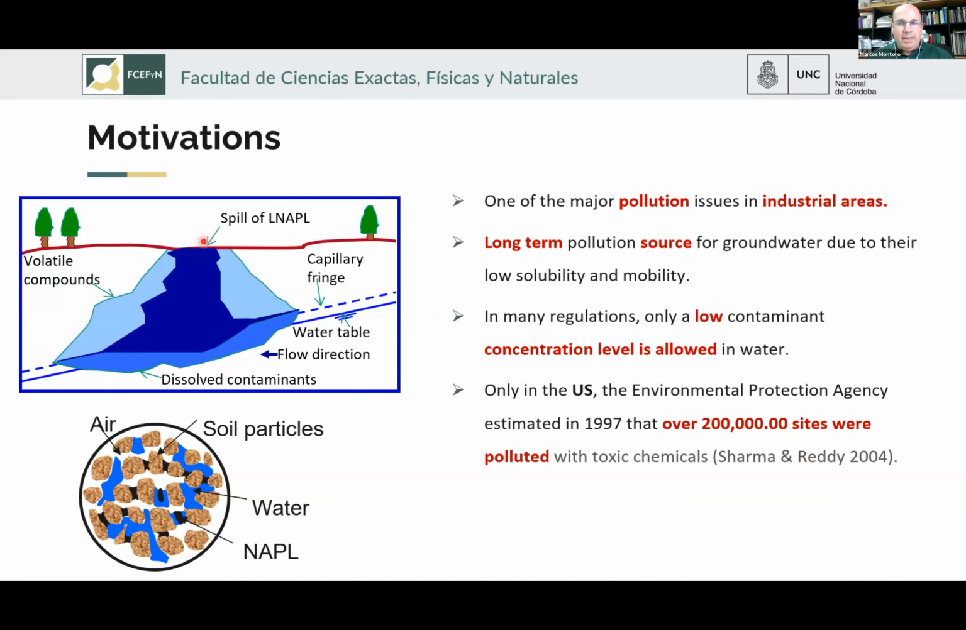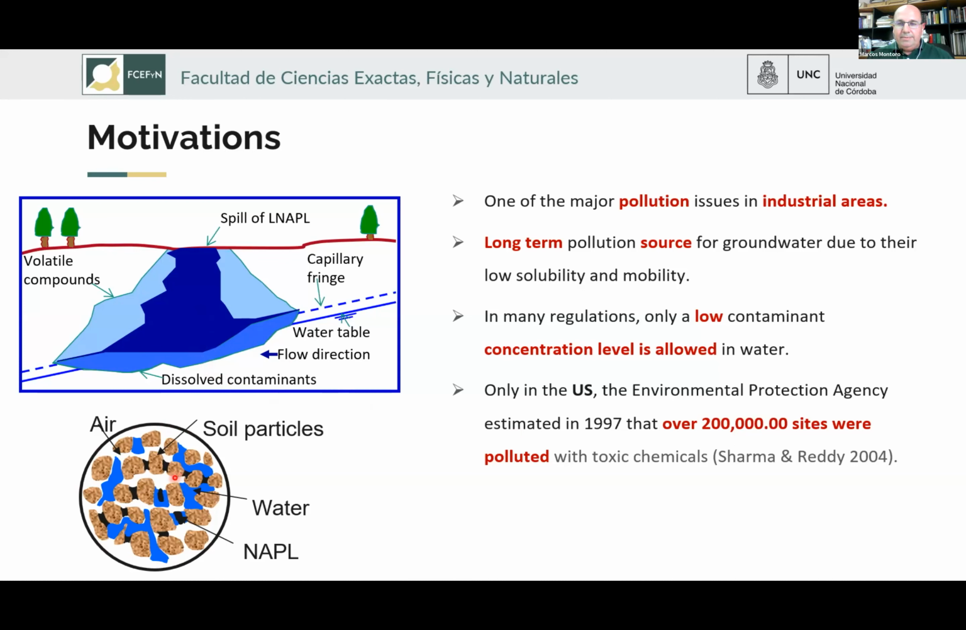The NAPLs can get in contact with the environment due to accidental spills during transportation or as a result of leakage of underground pipes and tanks. When spilled, NAPLs infiltrate downwards within the soil pores in the vadose zone, and depending on their density, the NAPLs can be lighter than water and form pools over the water table and spread laterally, or they will continuously flow downward until they reach an aquiclude if they are denser than water.